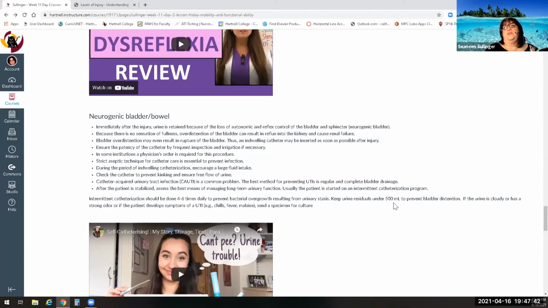And so if it's over 500, you might want to have them catheterize more frequently. And obviously if there are any signs or symptoms of infection, you need to be on it.